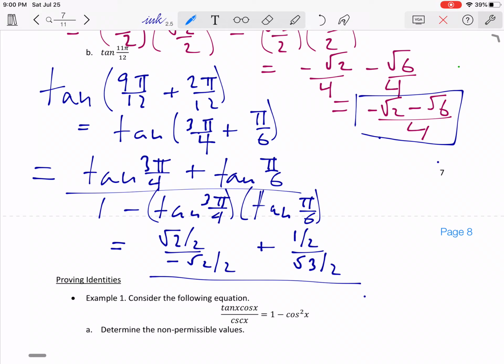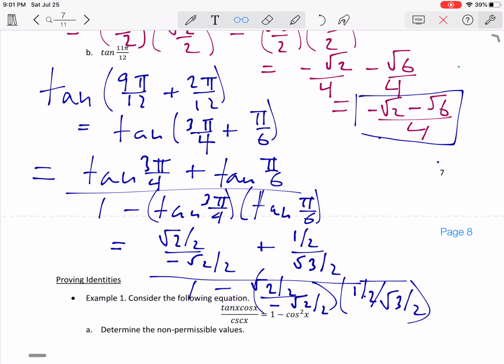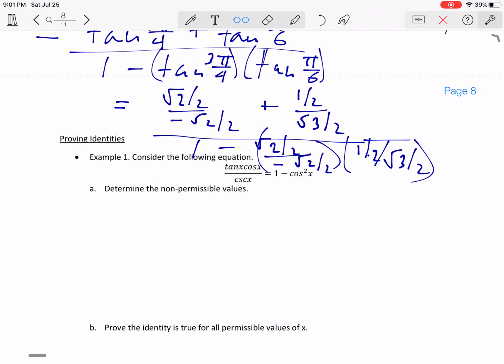The bottom part of the fraction will be 1 minus root 2 over 2 divided by negative root 2 over 2, and then 1/2 over root 3 over 2. Okay? So now, it's a lot of algebra to get to the final answer. So if we start at the top here, we get negative 1 plus 1 over root 3, and that's over 1 minus negative 1 and 1 over root 3.